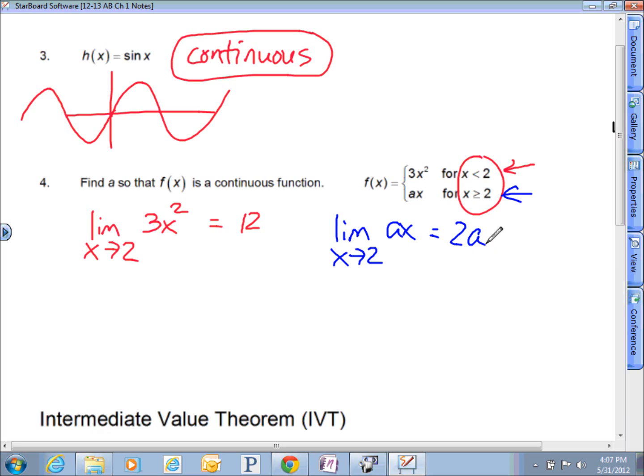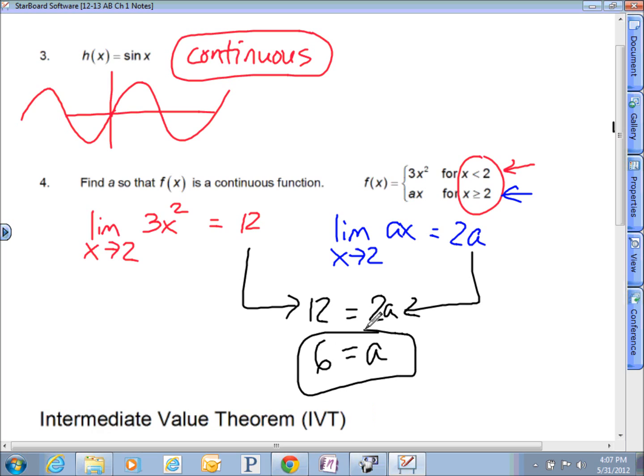Well, in order for this function to be continuous, approaching 2 from either side would have to match. So what I would do is I would take this 12 and set it equal to that 2a, and I would solve, and I would find out that if a was equal to 6, I would have a continuous function. Prove it to yourself. If you plug 6 in place of the a, 6 times 2 is going to be 12 when I go and carry out that limit. So there's an example of continuity and how it applies to limits.